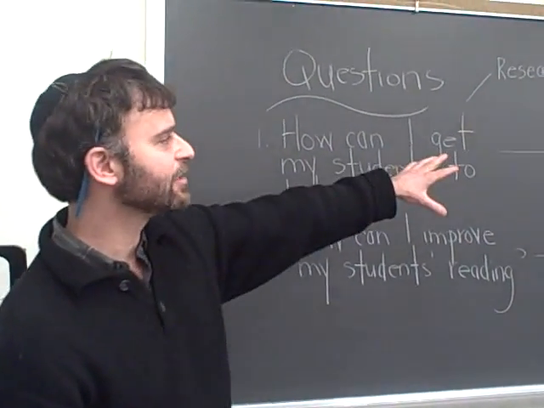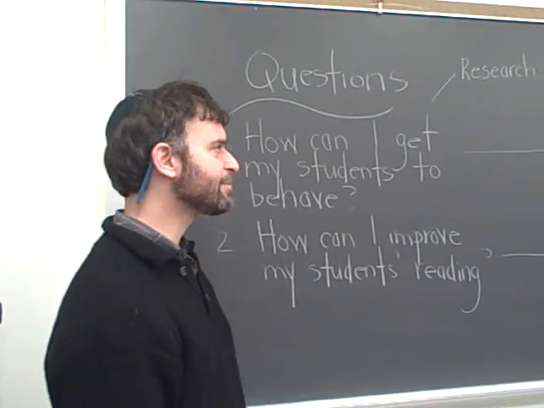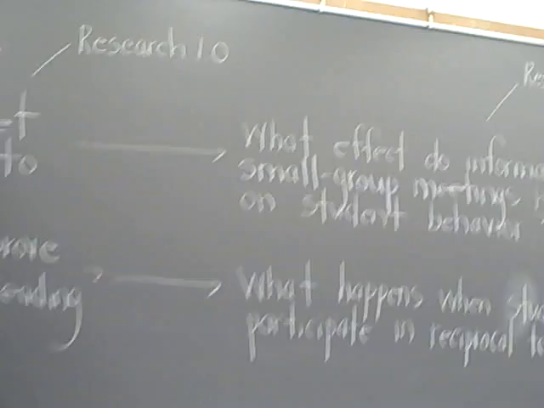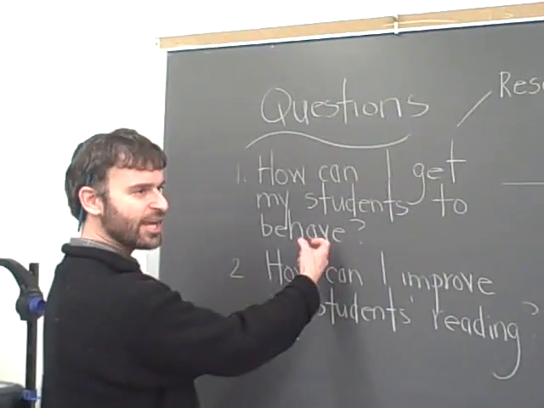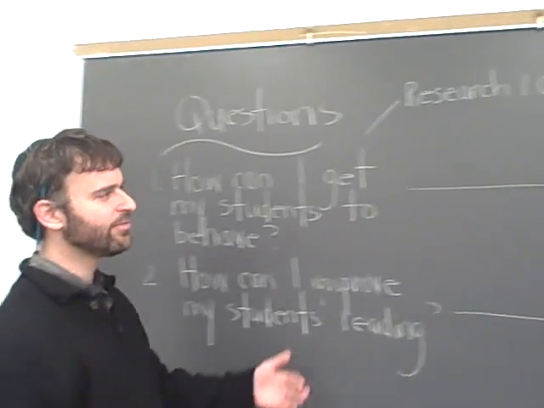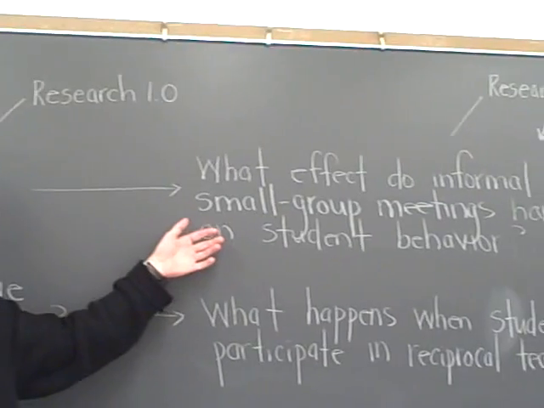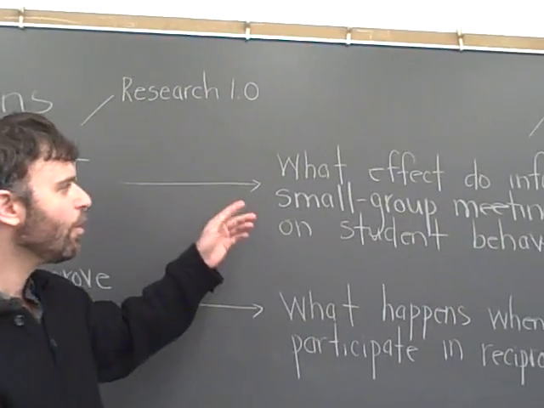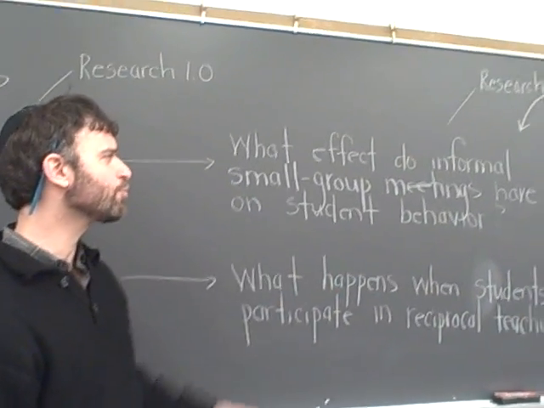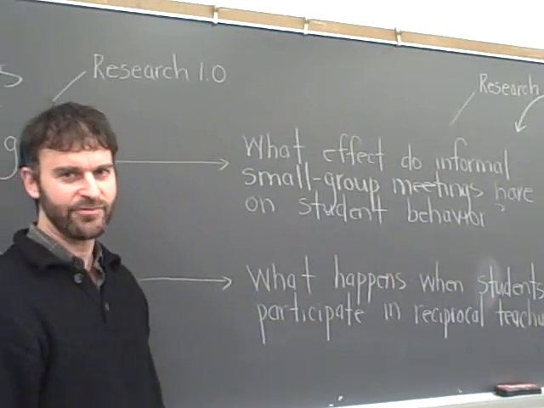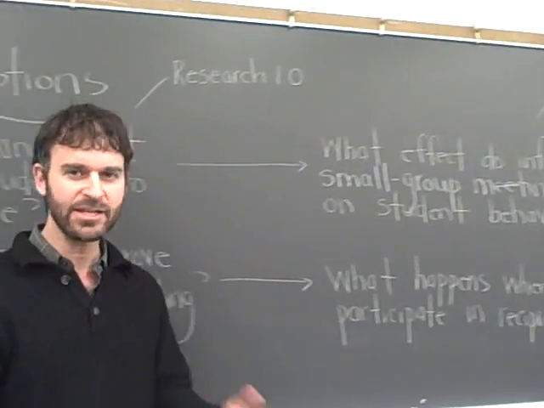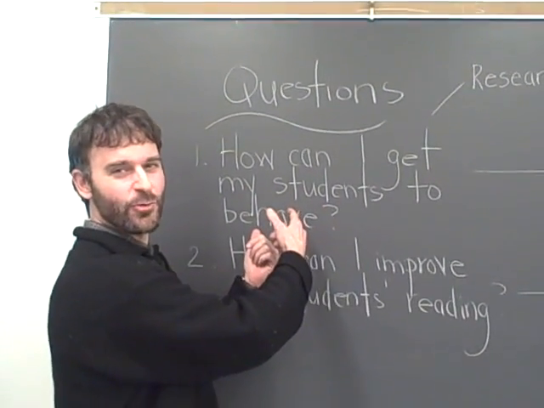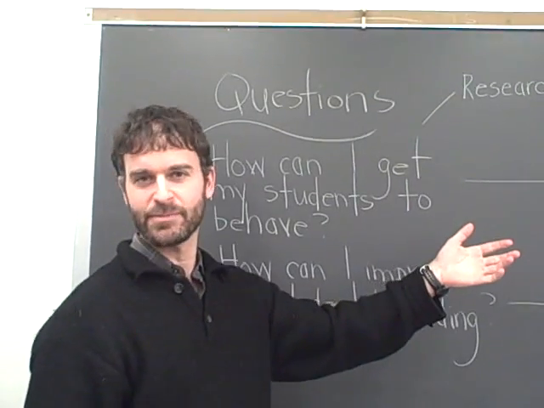So let's take a look over there, and Jasmine's going to help me by looking at these Research 2.0 questions. So you take this one, general, how can I get my students to behave? After you identify an intervention, you name the intervention in the question. For example, what effect do informal small group meetings have on student behavior? It's specific, it's measurable, and frankly, it gets to the Research 1.0 question, but in a measurable and specific way.